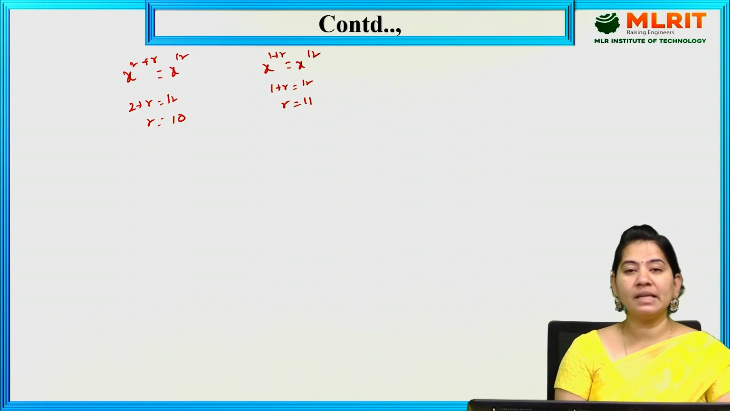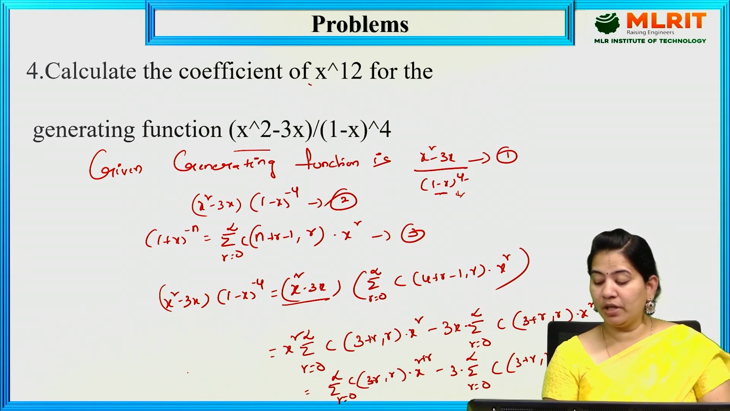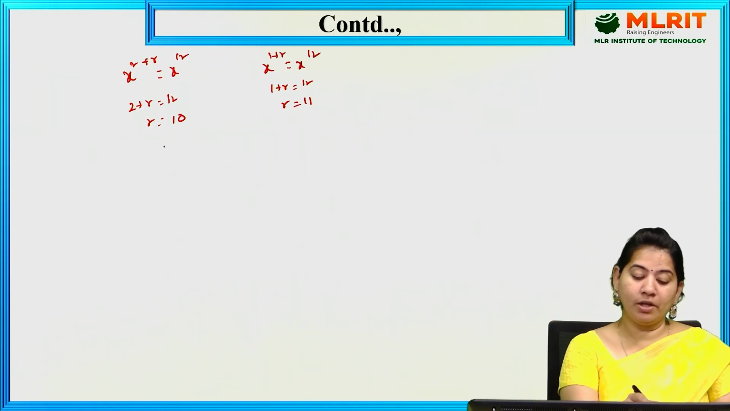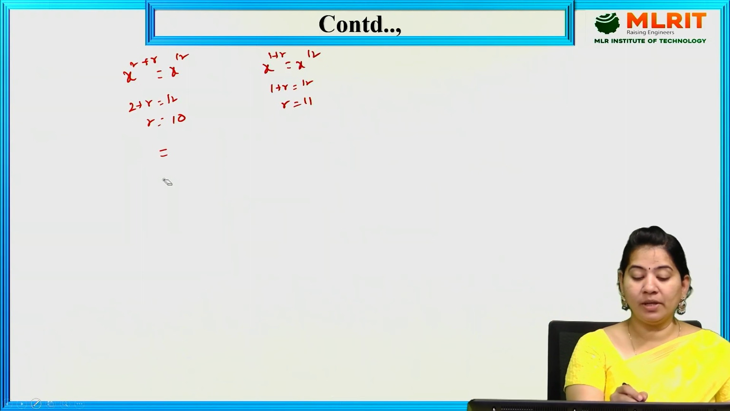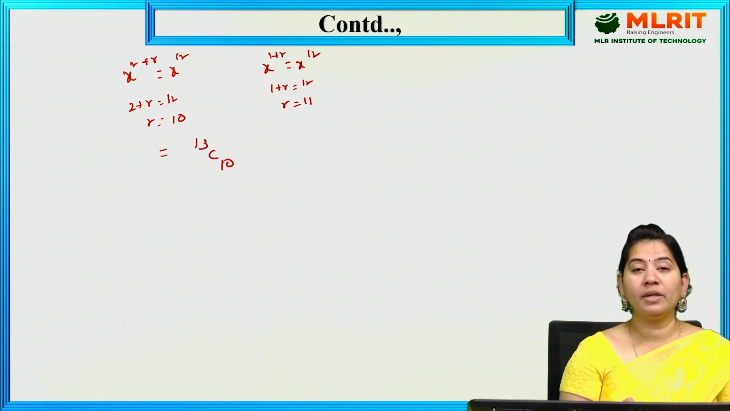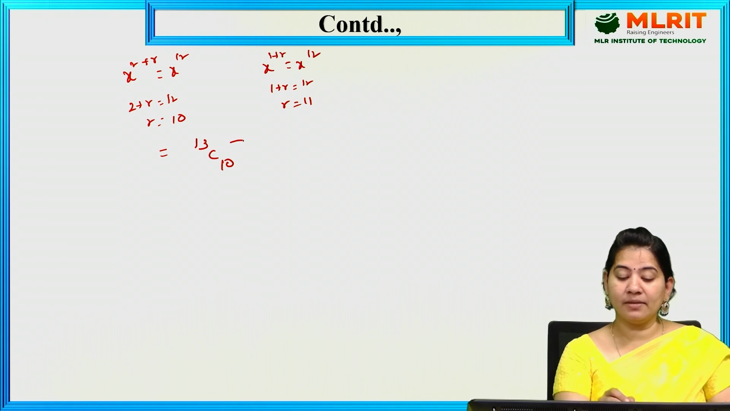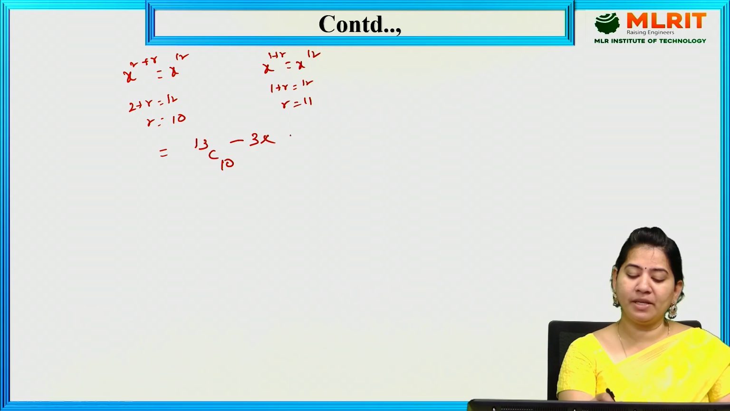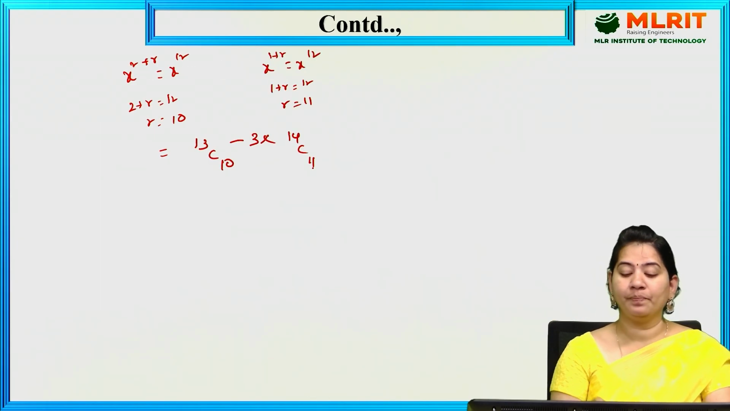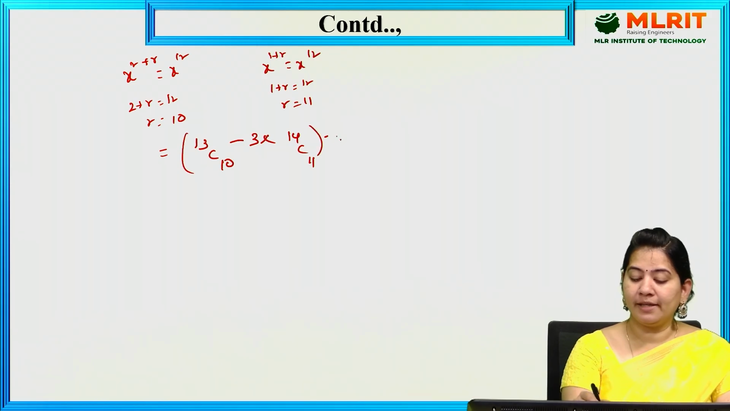Now substitute these r values in the above equation, that is 4 here. So just remove sigma here, then you will get 3 plus r. So 3 plus r is nothing but what here? 13 C r, that is nothing but 13 C10. So next, minus 3 into 3 plus r comma r. 3 plus 11 is what? 14 C11. So that's it, x power into x power, so what you will get here is 12.